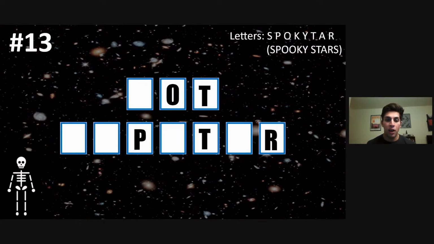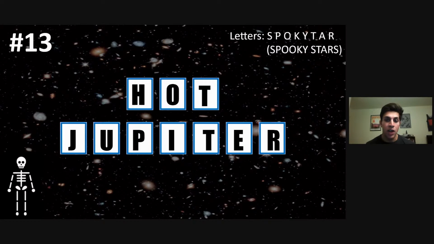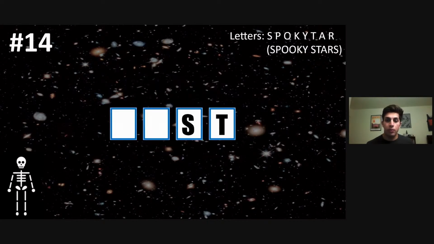Number 13, this one you probably should have recognized from Thomas's talk if you were paying attention. The answer here is hot Jupiter. So these are Jupiter-sized exoplanets that are very close to their host star, which makes them have very high equilibrium temperatures, something like high hundreds to thousands of Kelvin, and which makes them, of course, very hot. And they're often in orbits that are much shorter than the orbit of Mercury around our sun.